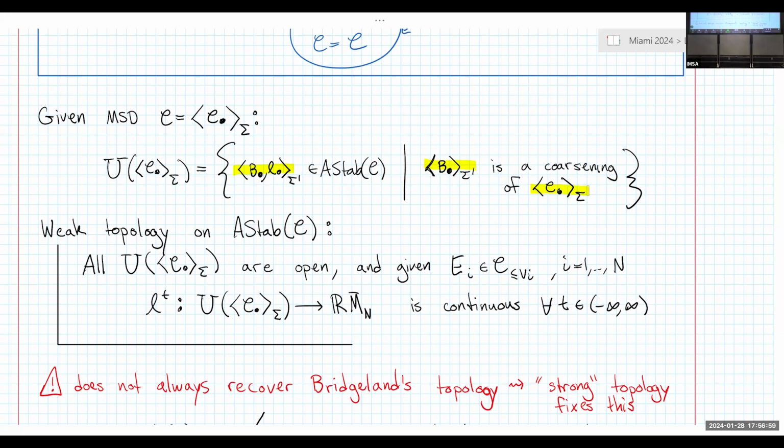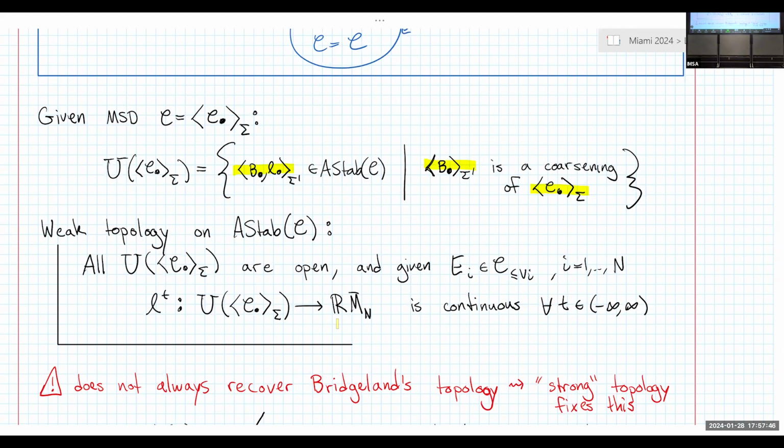And so now this is enough to define what I call the weak topology on the set of augmented stability conditions. I declare these sets U to be open. And for any collection of objects, E_i in the C less than or equal to V_i, for this central multiscale decomposition, I have these functions, at least for t equals zero, it's part of the data. Literally, for any collection of objects, I can take the image of that under the L maps and I get some marked points on the curve. And that gives me a map from multiscale augmented stability conditions to these marked multiscale lines.